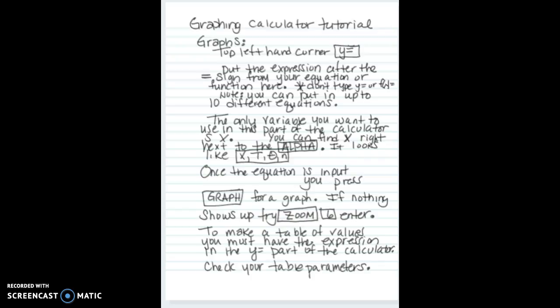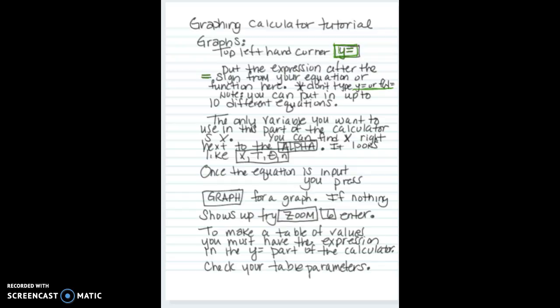Using your graphing calculator, in the top left-hand corner, you should see a button that says y equals. And I'm going to put a box around that because it is a button. Now, you're going to put the expression after the equal sign from your equation or function here in the calculator. Don't type the y equals or the f of x equals. You only type what comes after the equal sign in your equation or your function.